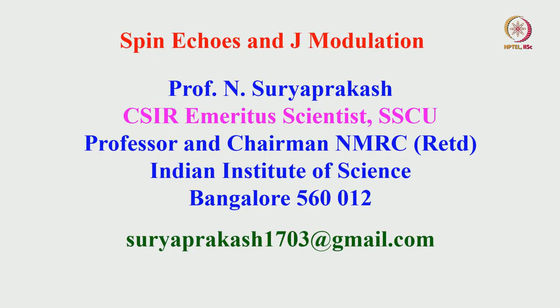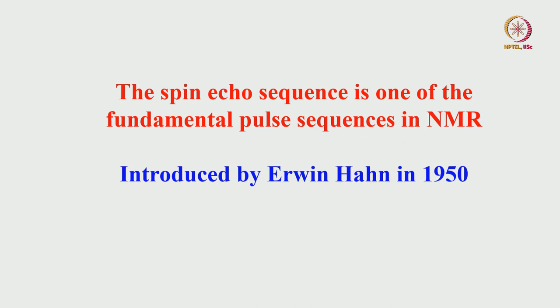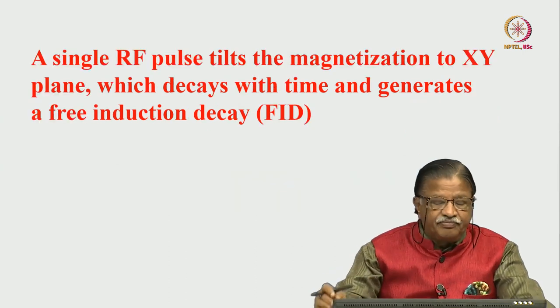Okay, today I will start with spin echoes. Please remember, spin echo is a basic, fundamental pulse sequence in NMR. Immediately after the discovery of NMR in 1945, within 5 years, Erwin Hahn introduced spin echo. A fantastic idea. This is one of the basic sequences, and it transformed NMR understanding a lot. It is used in many NMR techniques. We will come to that later.